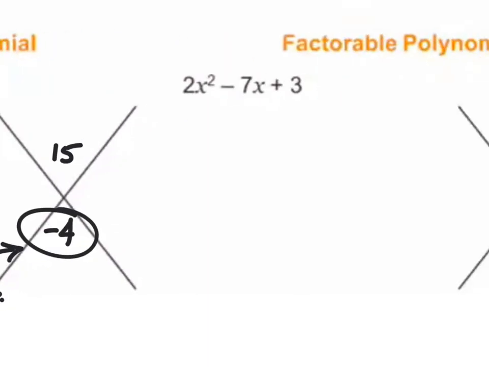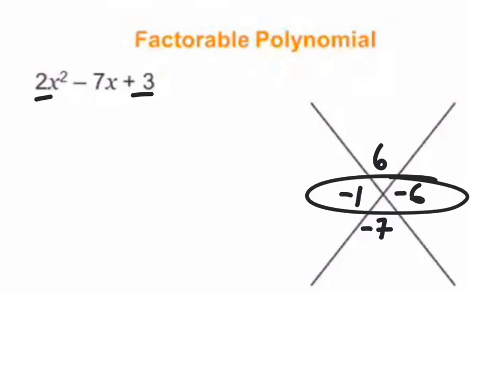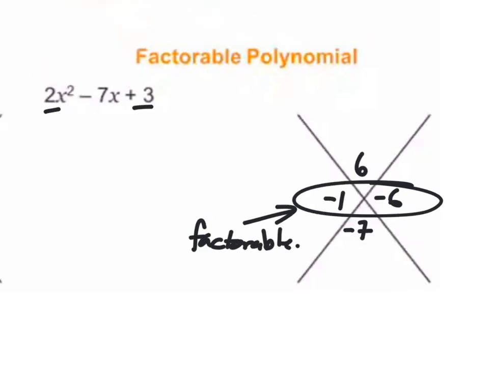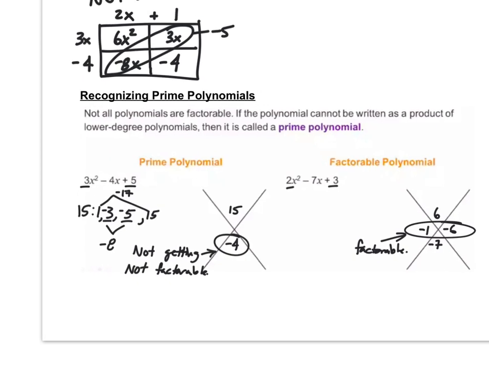Whereas here, if you had something like this, you take 2 and multiply it by 3, that gives you 6. So you've got two numbers that multiply to 6 but add to negative 7, and that's just going to be negative 1 and negative 6. So when you get those numbers here, then you can factor it. It's factorable, all right? But sometimes you can't factor them, and you've just got these prime polynomials, and it's kind of tough.